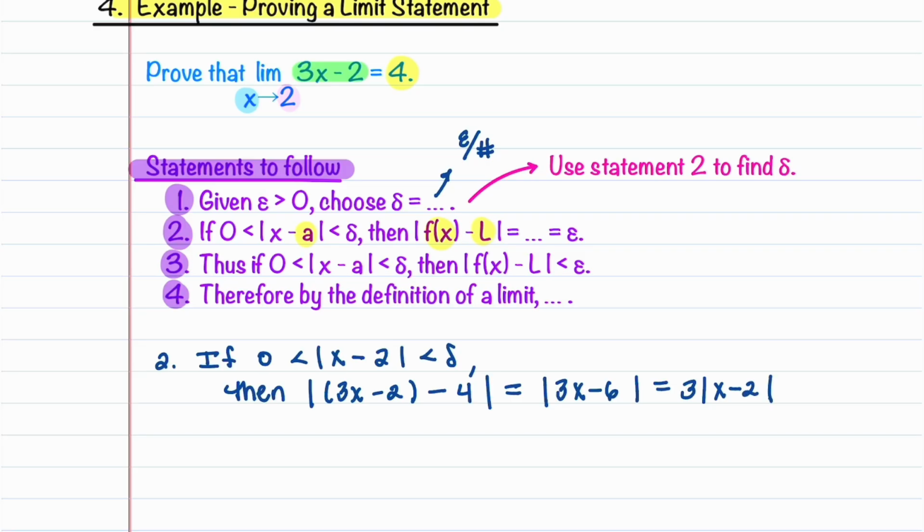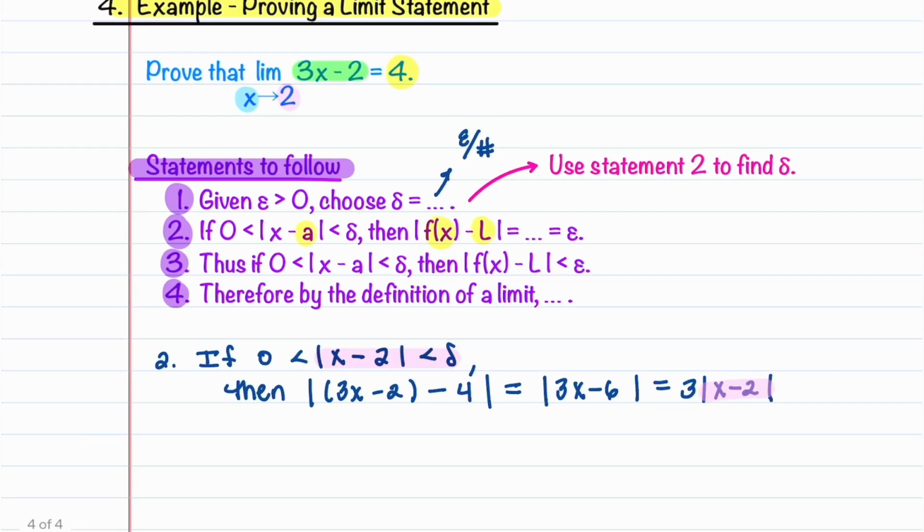Now we're going to substitute that the absolute value of x minus 2 is less than delta. So this part is going to be less than delta. So we can say that this is less than 3 delta, and we're going to set that equal to epsilon. So we have epsilon is 3 delta. So we can infer that delta is epsilon divided by 3, which is exactly what we needed.